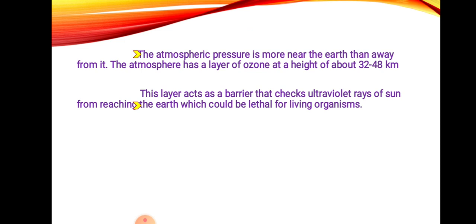The atmosphere has a layer of ozone at a height of about 32 to 48 km. This layer is used to filter the UV radiation from the sun, so it acts as a barrier. This layer is very important to prevent the harm caused by UV radiation to living organisms.